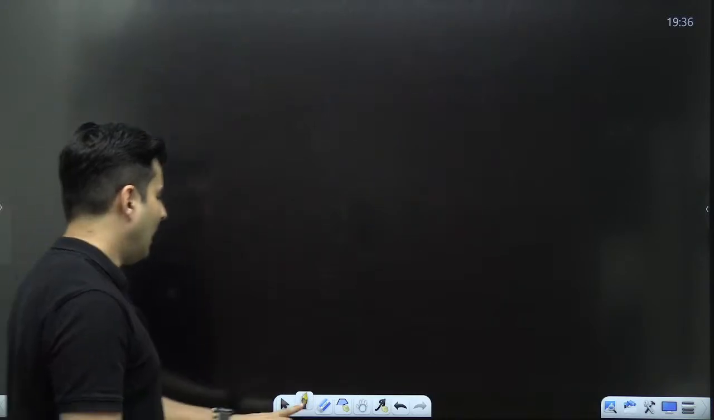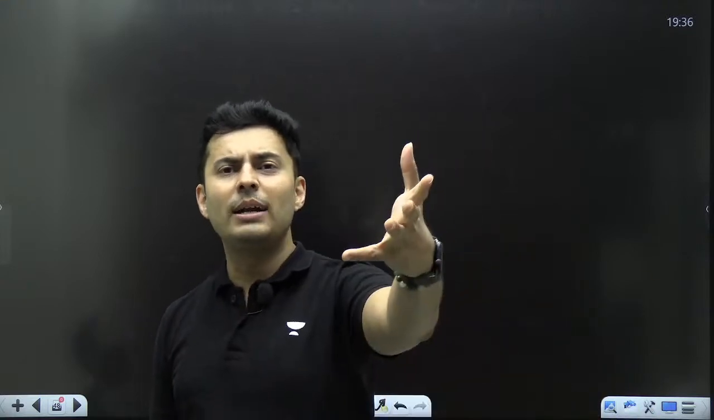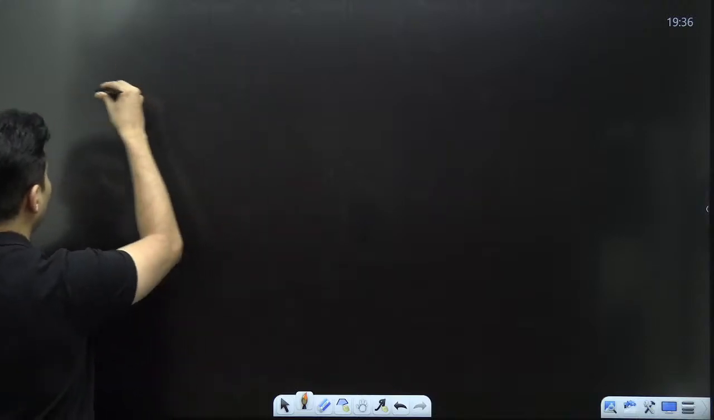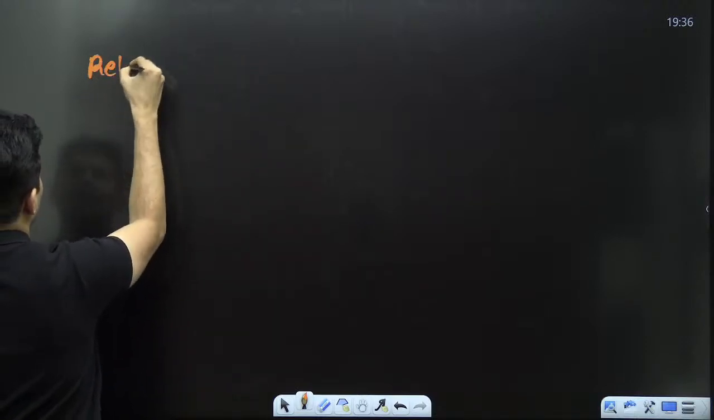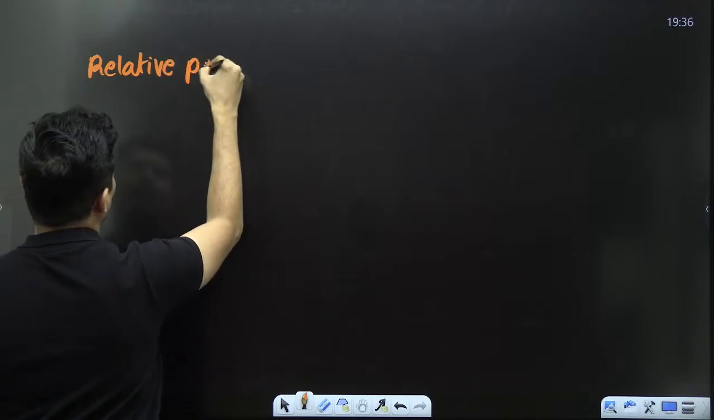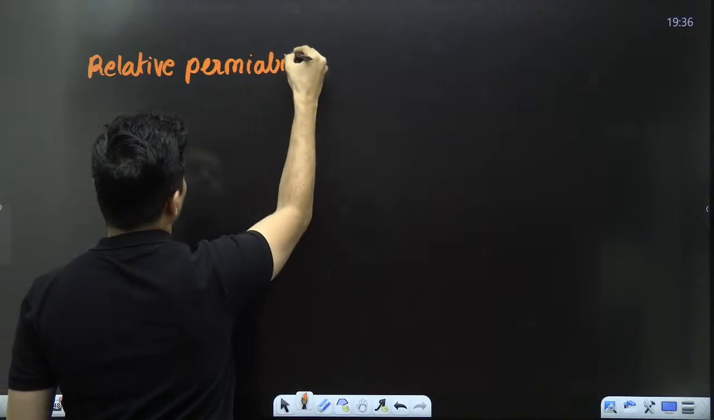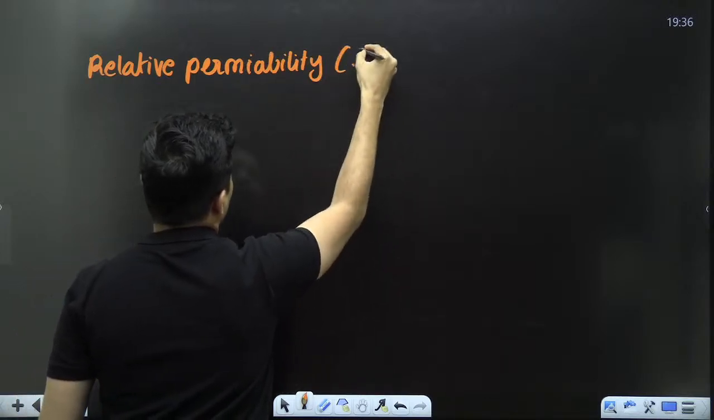Perfect. Now, different mediums have different permeability. For vacuum, it will be 4 pi, 10 to the power minus 7. For iron, it will be different. For wood, it will be different. For water, it will be different. Each material has a different medium permeability. So you define a term called relative permeability. Very simple. Symbol is mu r.